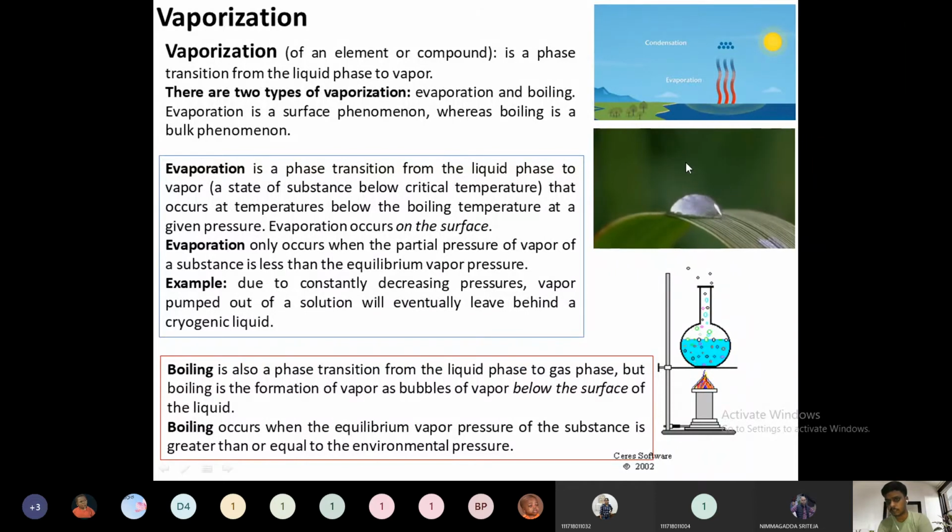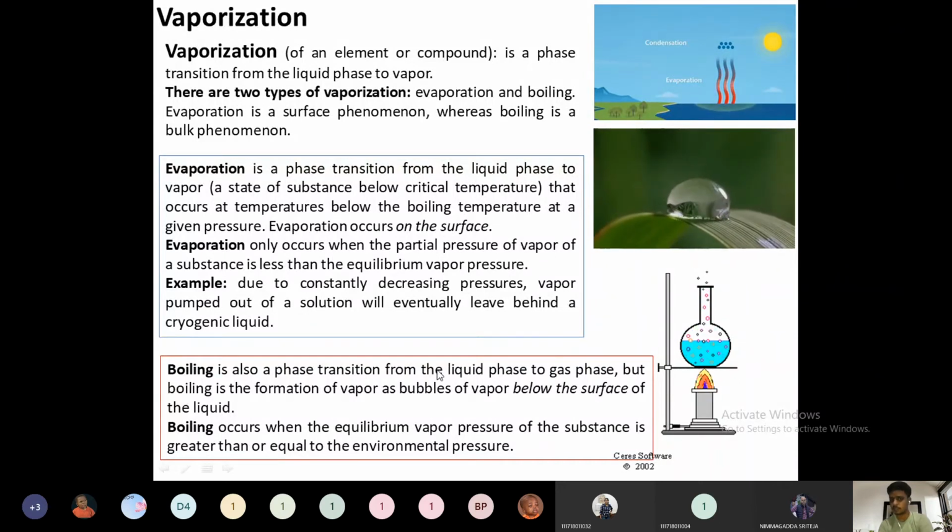Whenever the liquid is just going into the vaporization state, the pressure will decrease. That vapor pumped out of a solution will eventually leave behind a cryogenic liquid. Okay, whatever the cooled liquid is there will be left in a cryogenic state. Whatever the vapors, whatever the liquid is there, will just transfer into the surrounding atmosphere. So that's the example. Then the boiling you will see.